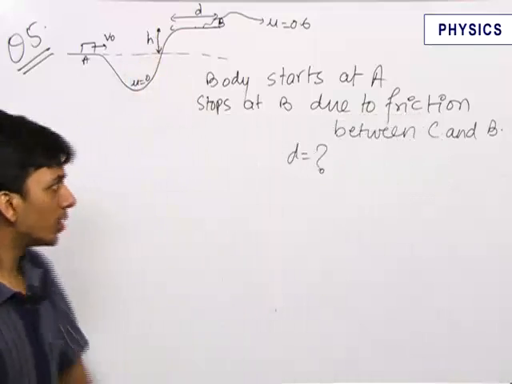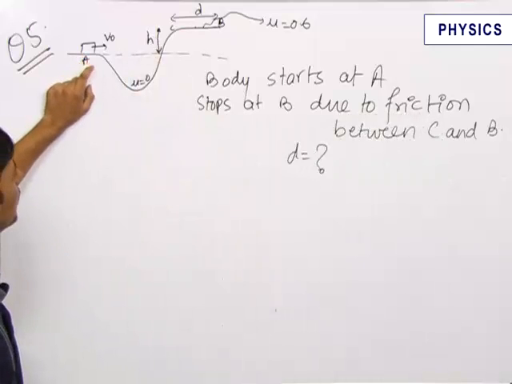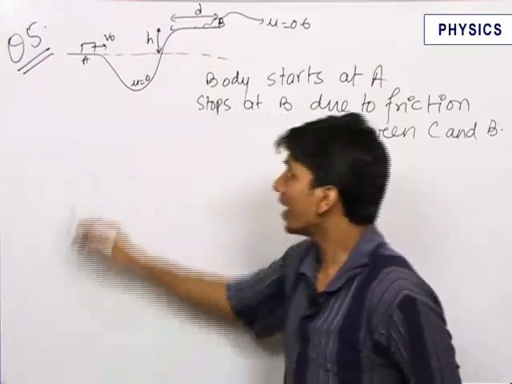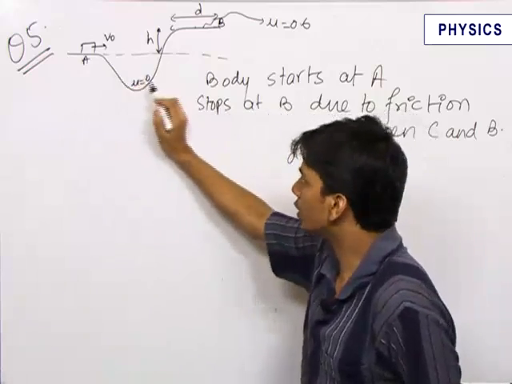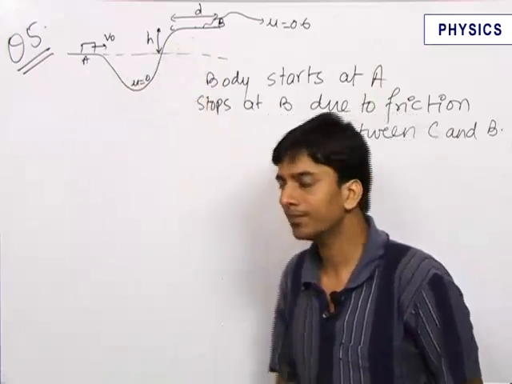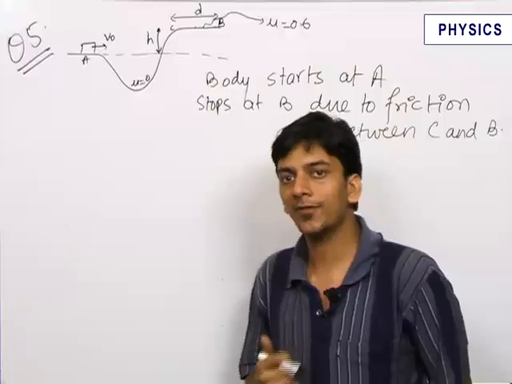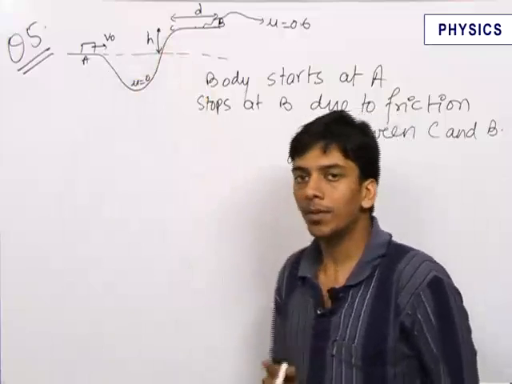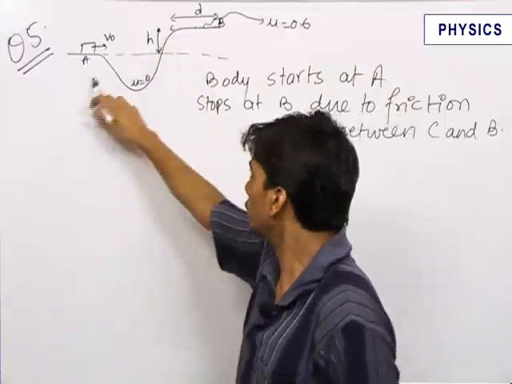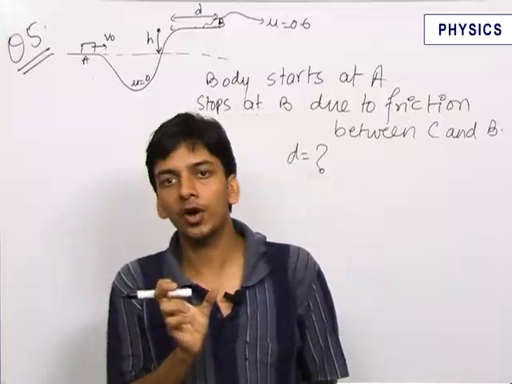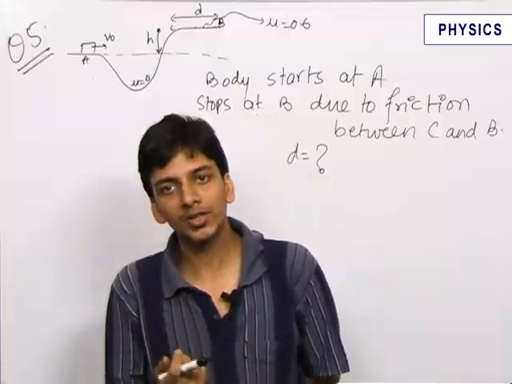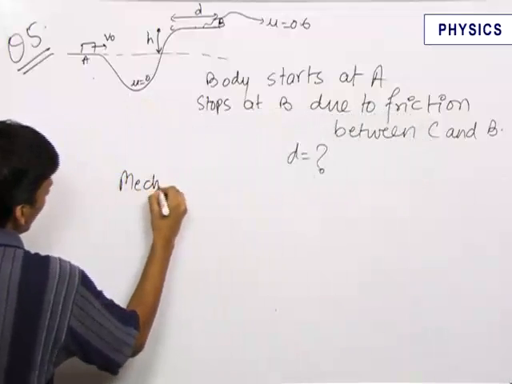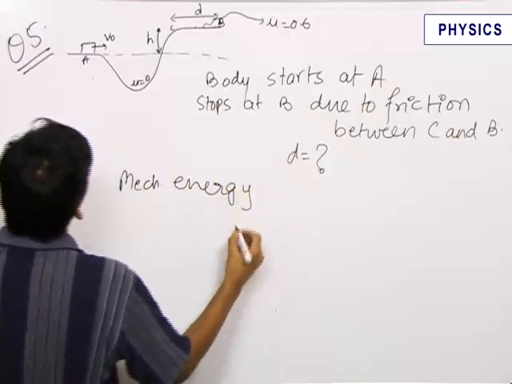For this, you must first analyze that for motion from A to C, we can apply mechanical energy conservation, because the work done by any external force, that is the normal force, is zero during the path, because normal is perpendicular to the displacement. There are no internal non-conservative forces like friction in this path. Therefore, mechanical energy conservation can be applied from A to C, but it cannot be applied from A to B, because there is a friction path from C to B, and friction is an internal non-conservative force doing some work. So we can apply mechanical energy conservation from A to C.